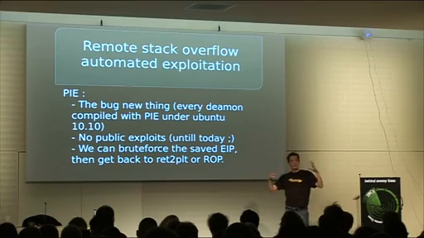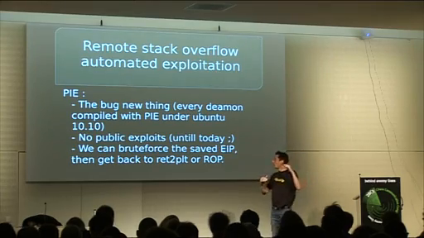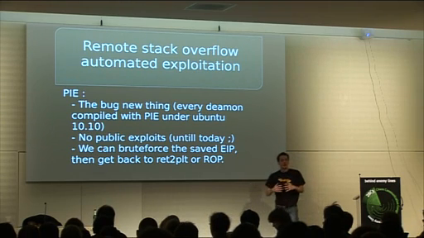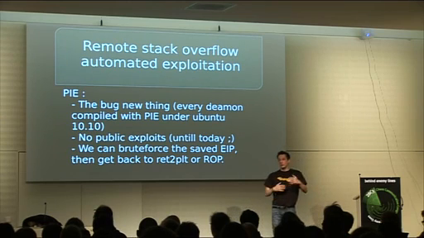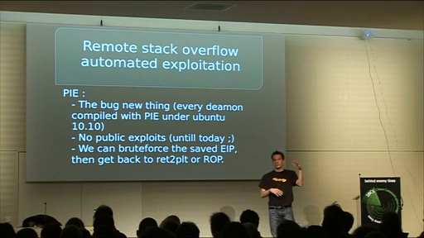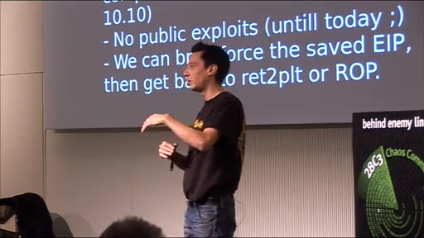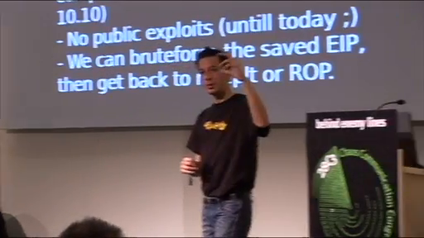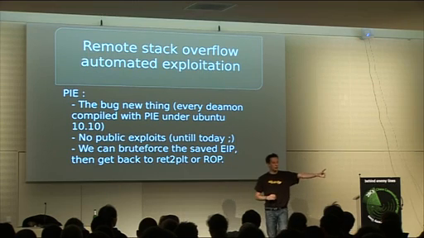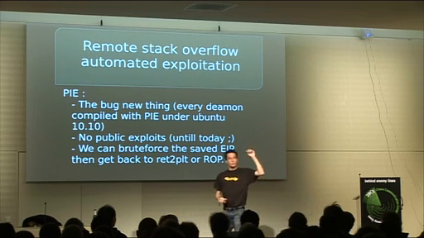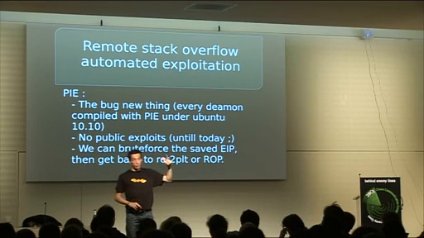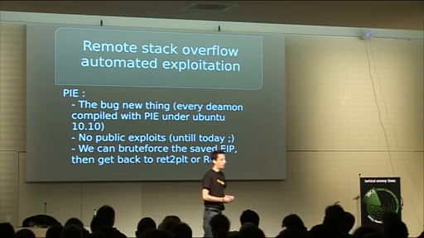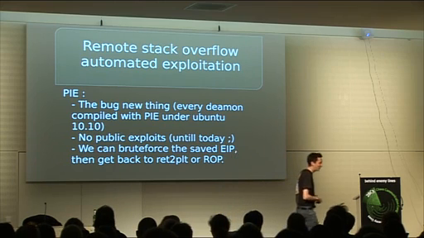Even if you have randomization and you don't have PIE, in case of stack overflows you can find ROP gadgets, for instance, inside the main executable because the PLT is going to be at a static location. So if you want to do return to PLT or if you want to do ROP, you can find your gadgets at known locations.